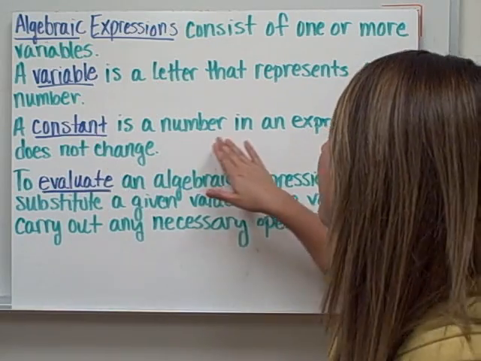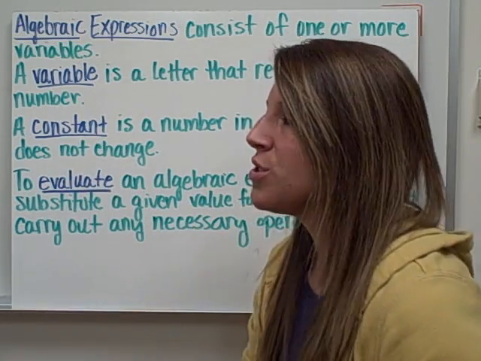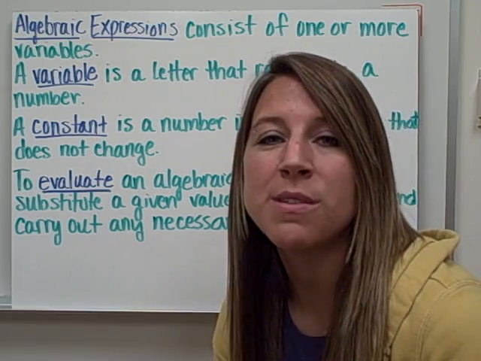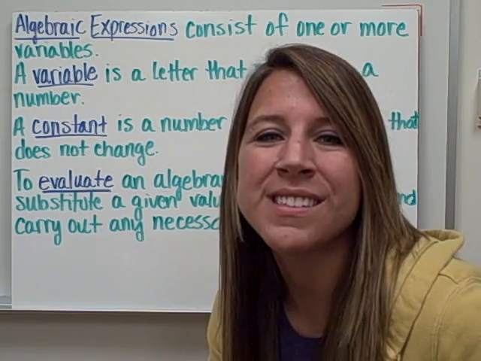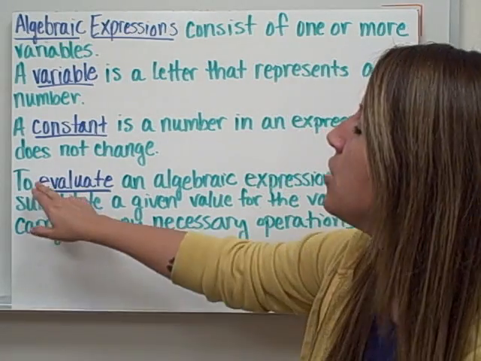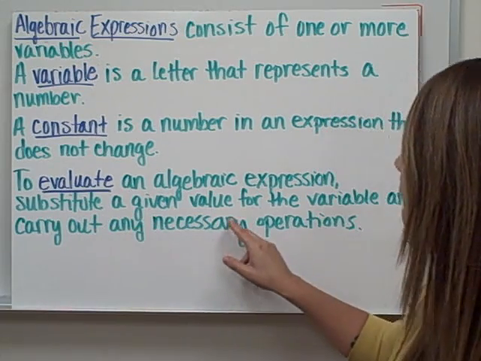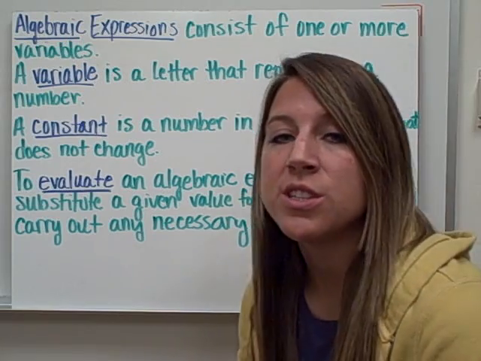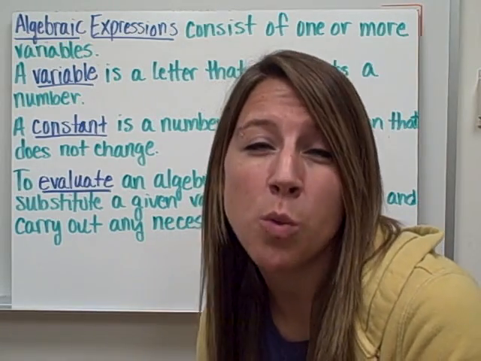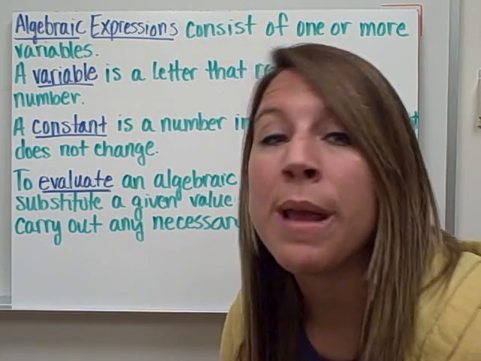A constant is a number in an expression that does not change. So in an expression, this will be a number that's added or subtracted that isn't attached to a variable. It does not vary. To evaluate an algebraic expression, substitute a given value for the variable and carry out any necessary operations. You will be asked to evaluate in some of the work that you're going to do and in some of these notes. So it's important to know what evaluate means.